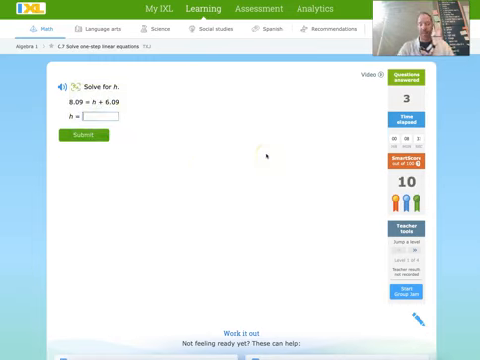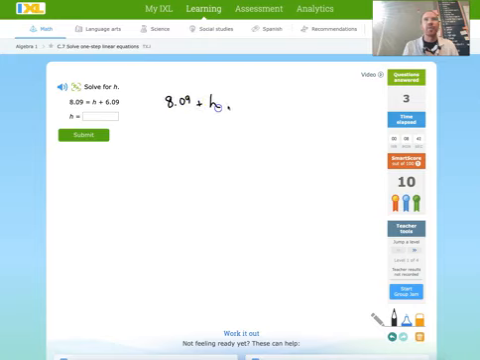All right, here we go. Here's one that's not division. But I'm still going to try to cancel things here. So we've got 8.09 plus h plus 6.09. All right. Whoops, there's an equal sign here. Just the equal sign. Eraser. There we go. Equals.